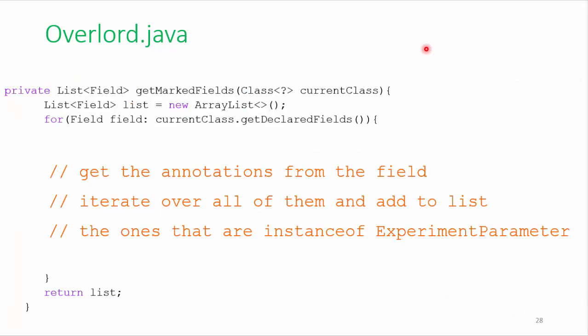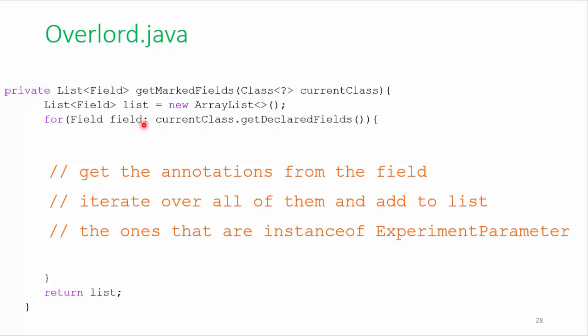The last method we are going to discuss, the last helper method, is getMarkedFields. You give a current class object to that method, and it creates an empty list of fields that it returns at the end. It populates that empty list with all the field objects corresponding to the attributes of the current class that have been marked with the annotation. So we call currentClass.getDeclaredFields. It returns field objects corresponding to all the fields in the class.